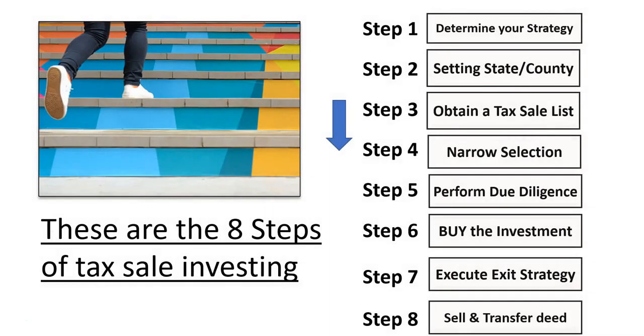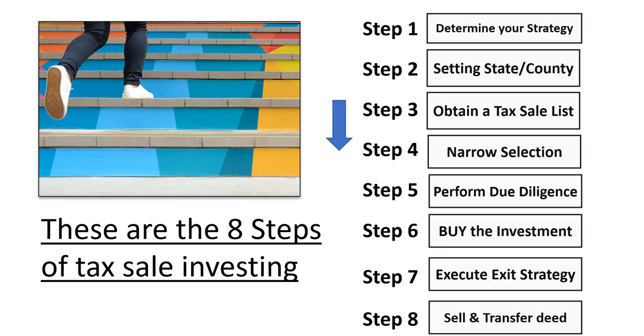Now, we're going to go through these kind of quickly, but it's not just about the 8 steps to investing, but also how we can simplify this in any way we can. The idea is to make it as simple as possible. So let's start off here. We're talking about tax liens and deeds specifically.